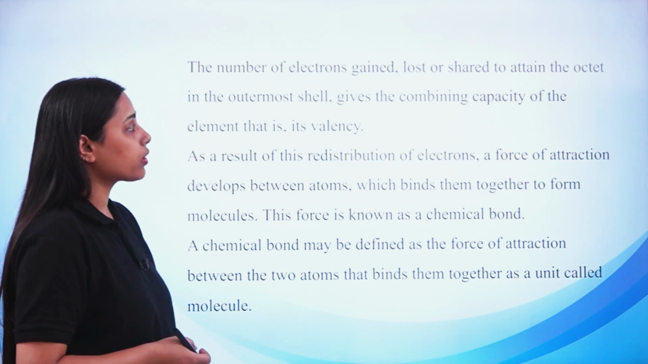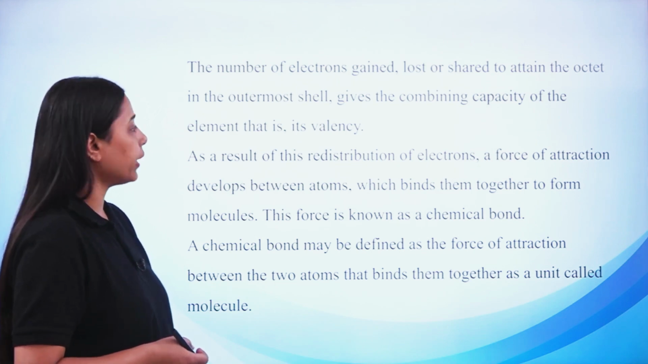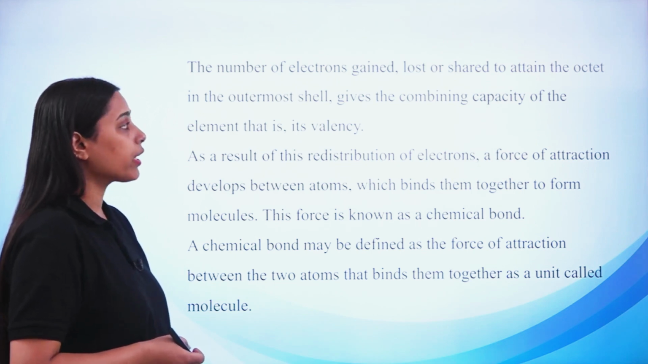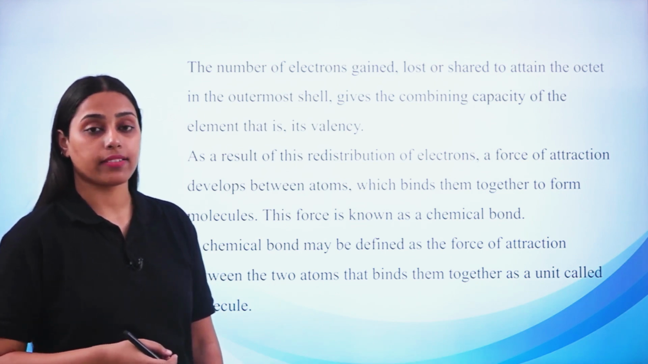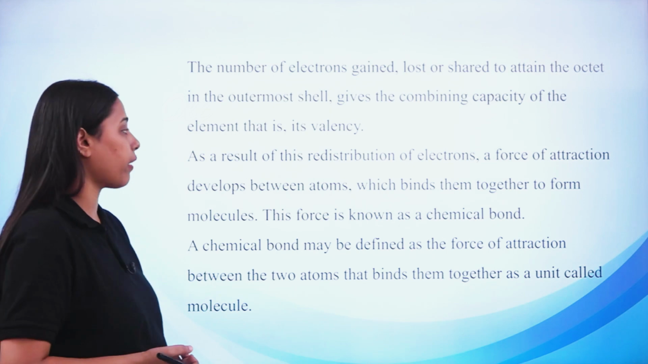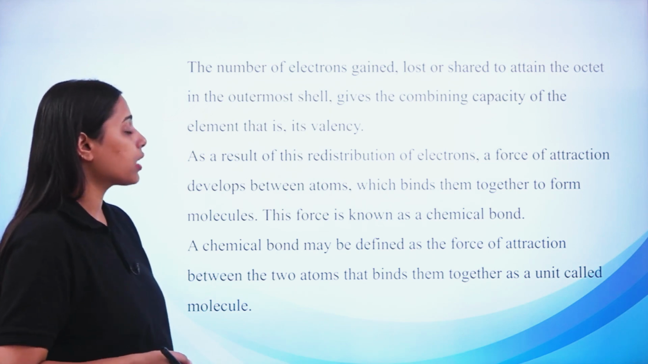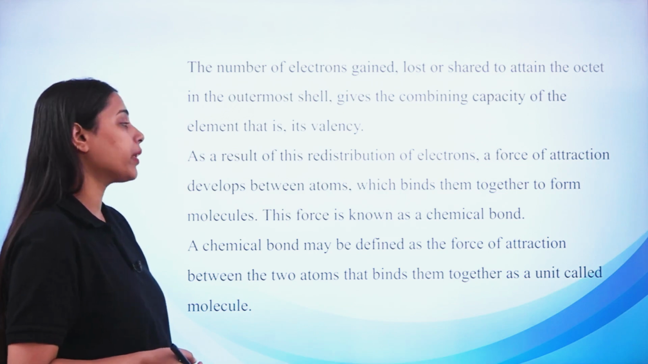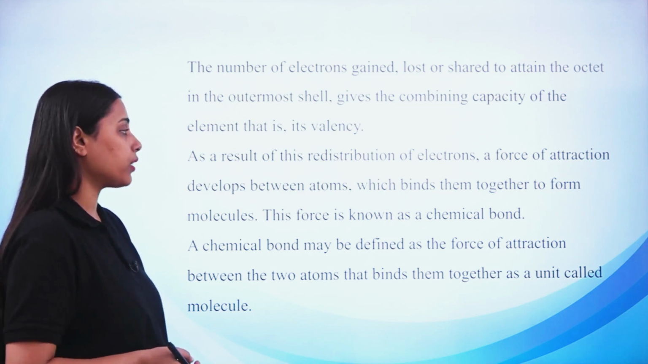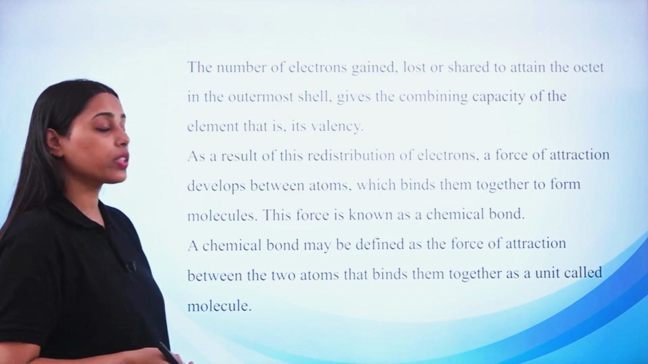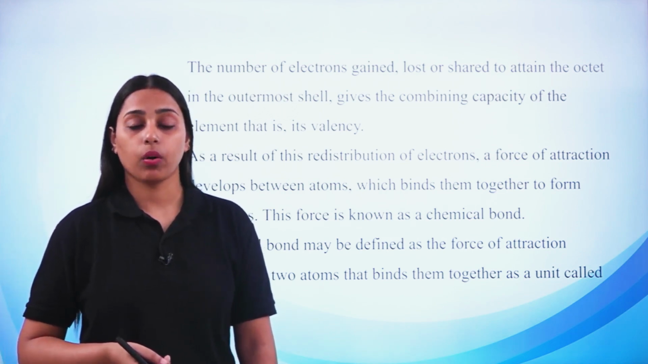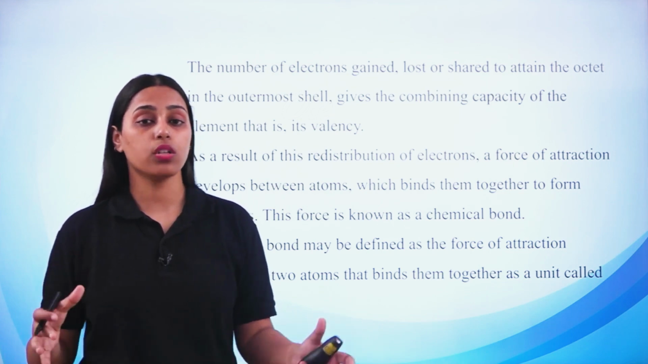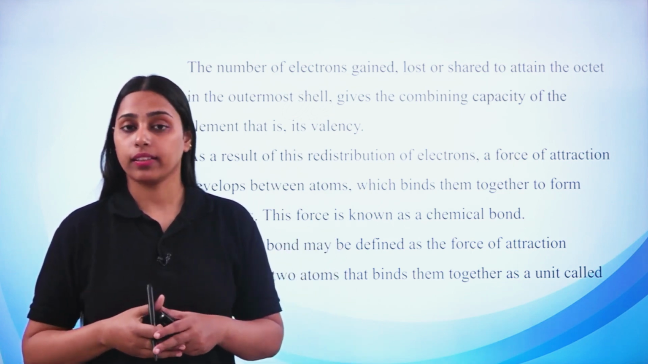The number of electrons gained, lost or shared to attain the octet in the outermost shell gives the combining capacity of the element, which is known as valency. So this is another definition for valency. As a result of this redistribution of electrons, a force of attraction develops between atoms, which binds them together to form molecules. This force is known as a chemical bond. In simple terms, a chemical bond is a force of attraction that holds two atoms together.